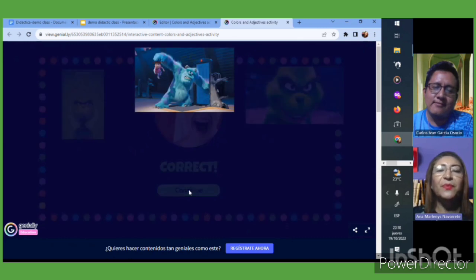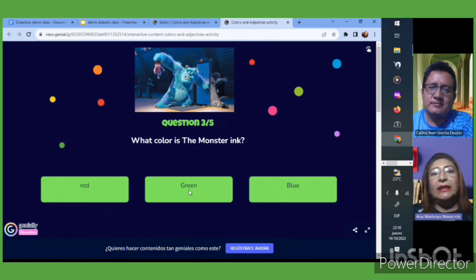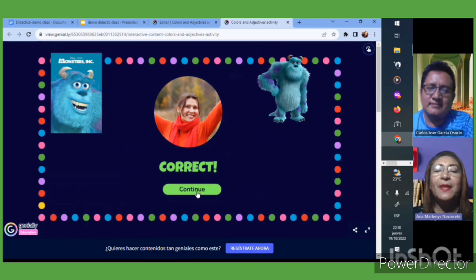To continue, we also have the next question. What color is the monster? For example, and they have to answer. And also, can you do the mimic of the expression on his face? It is like scared. And also the color, and they have to answer and then continue with the next activity.